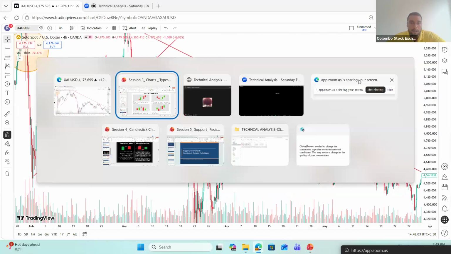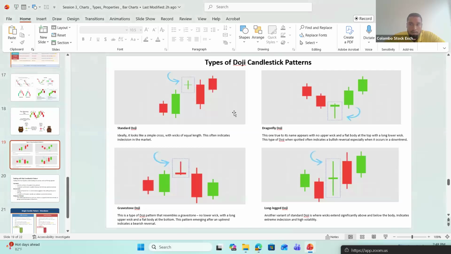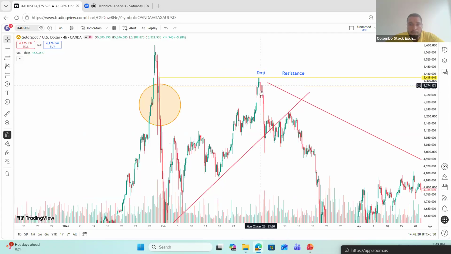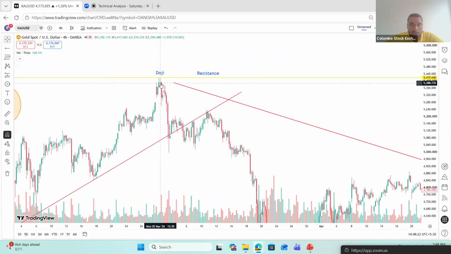Okay, so that's about the dojis. There are different names for dojis, but they all mean the same thing: there could be a potential reversal. You have to confirm it with the next candle, like this one. After you have seen this doji, you have to wait for the next candle formation, which is this red candle. That is a bearish candle. So the potential reversal is a bearish reversal, and the price has gone down.